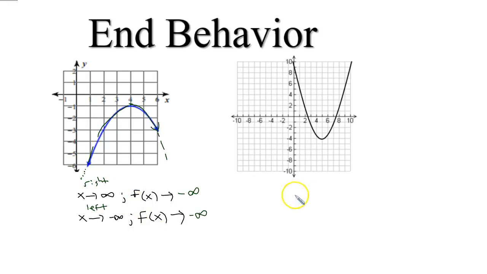Okay, we'll do the same thing here. We're going to put as x approaches infinity, or as we travel to the right, what's happening to the function? As I travel along this function to the right, it's going up, up, up, forever and ever, and up goes towards positive infinity. As those y values increase forever, they go towards positive infinity.